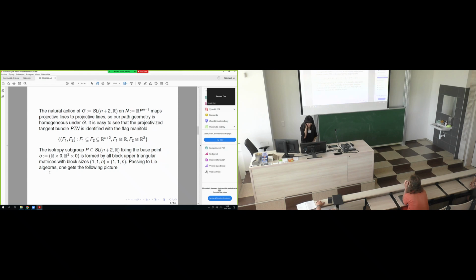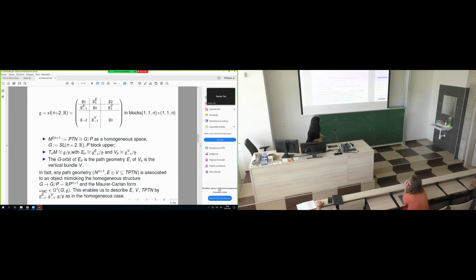And with this homogeneous structure, we pass to the Lie algebra level. And first, in the same block size, we give a graded decomposition of the Lie algebra of SL(n+2).